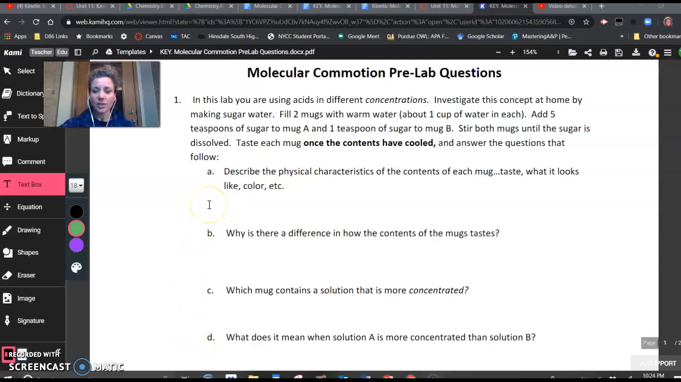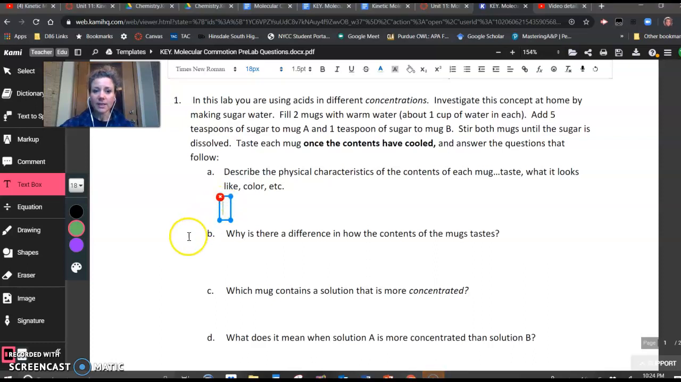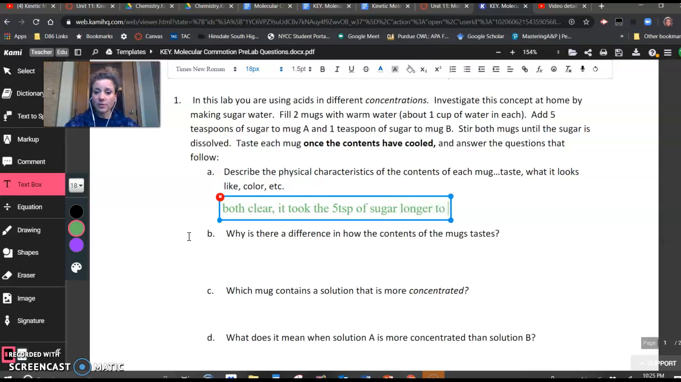As you saw, I just made two different mugs of sugar water, and where it asked me to describe the physical characteristics of the contents, they were both clear. However, it took the 5 teaspoons of sugar longer to dissolve because there was still like a pile of it at the bottom of the mug.